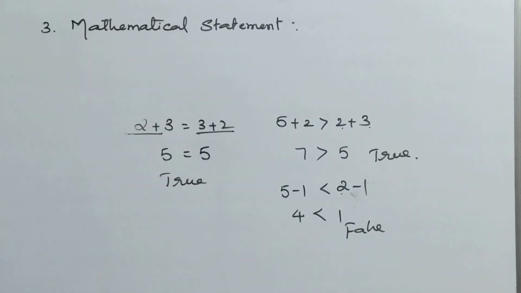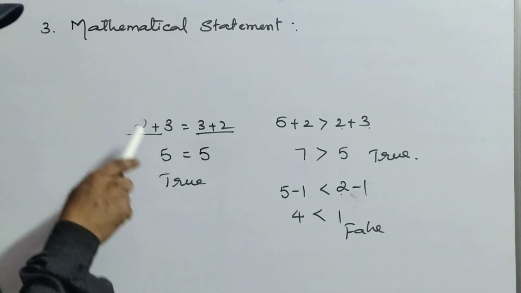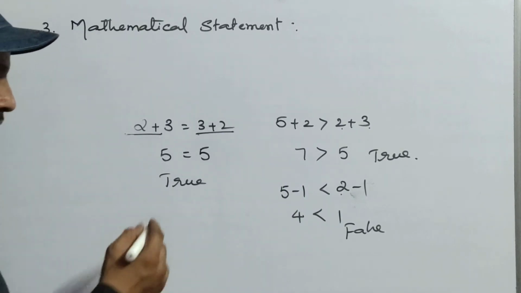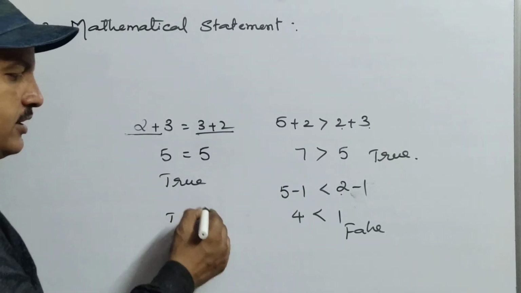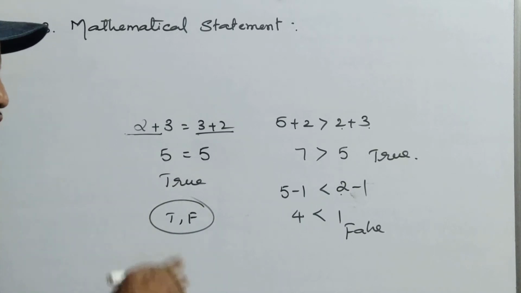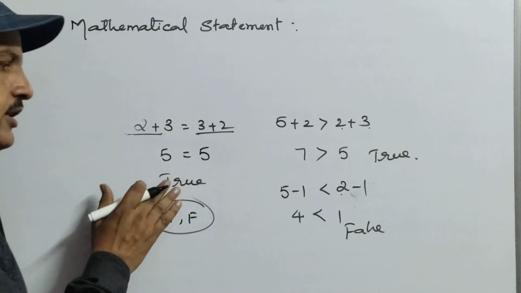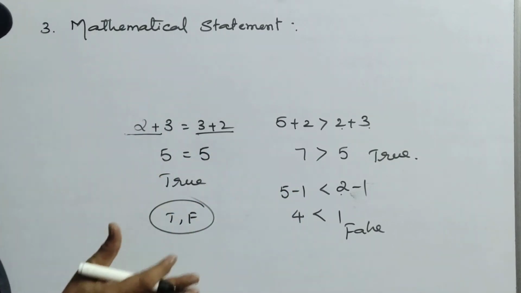Here is one more important point about a mathematical statement. As I told you, it can be verified as either true or false, but not both, children. That means true and false, is it ever possible at the same time? No, that is highly impossible. Either it is true or false, but not both.